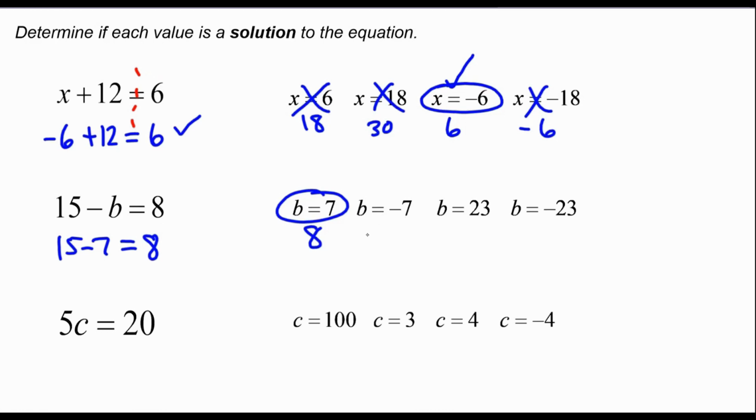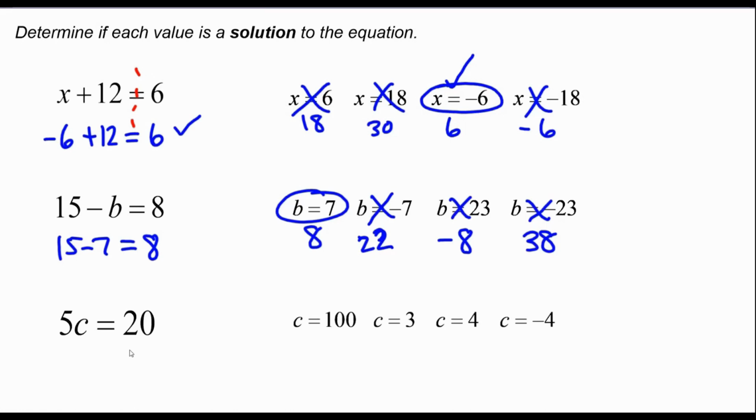If you put -7 in for this, you get 22, which is not 8. If you put 23 in, you get -8, which is not 8. And if you put -23 in, you get 38, which is not 8. So none of those other numbers work. And again, we know only one number makes that equation true.